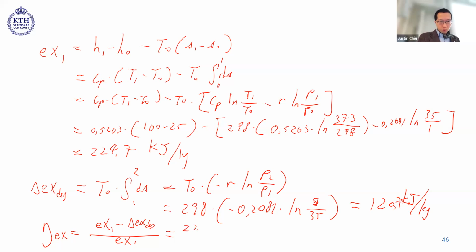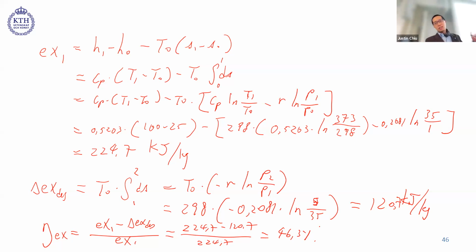So that would give us 224.7 minus 120.7 divided by 224.7. And this would be 46.3%. So in this process, my exergy efficiency is just 46.3%. And of course, you can compare this efficiency to the energy efficiency if you want, just to see the difference between the exergy efficiency and the energy efficiency.